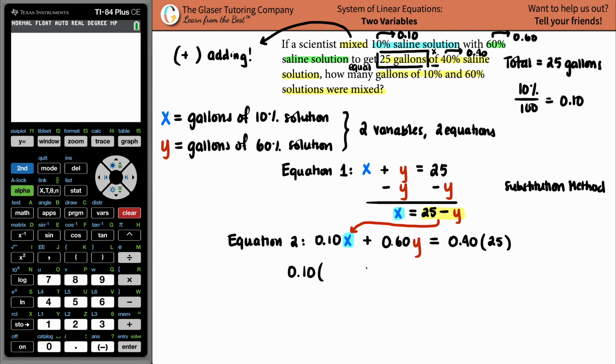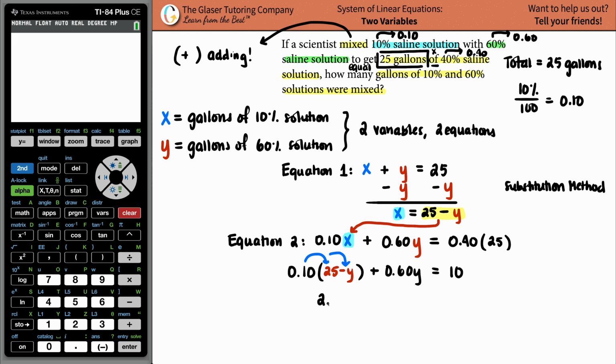0.10 times 25 minus y. That's what the x really equals. And because we did that, we eliminated our x values, and now we just have y's. Plus 0.60y equals, we could just multiply this out, right? 25 times 0.4. 25 times 4 is 100, so this would be equal to 10. Now let's just use our PEMDAS. We're going to distribute and see what we got.